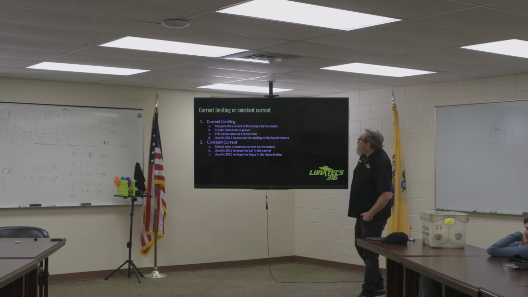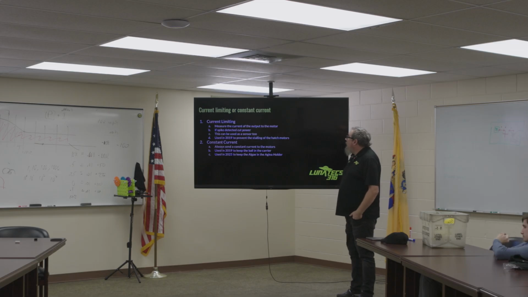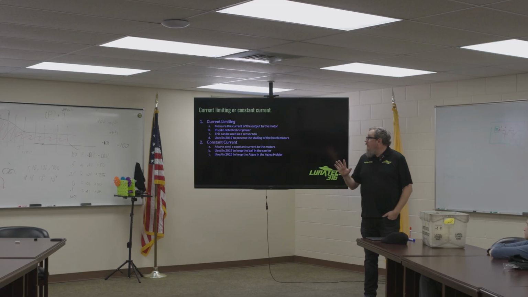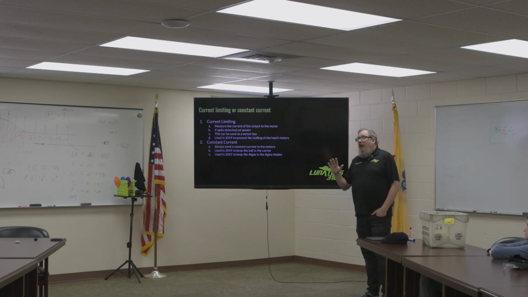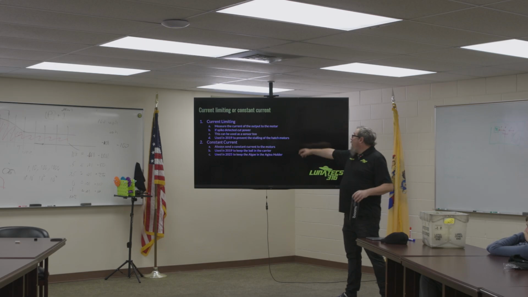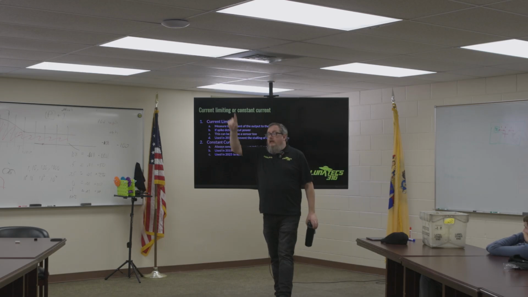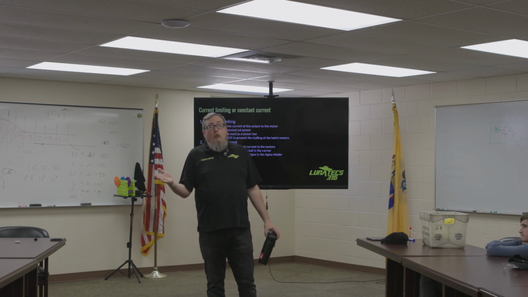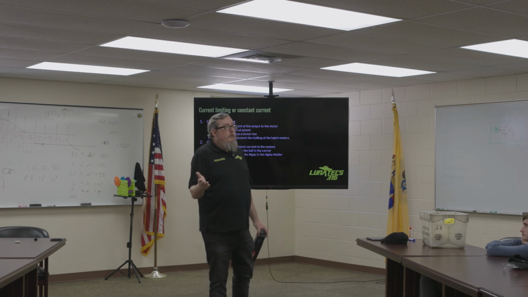Another method that we use is current limiting or constant current. So with current limiting, it will measure the current, and if it sees a spike in current, it will stop sending power to the motor. Why would we do that? Anyone on this half of the room? Why would I measure the current, and if I saw a spike in current, stop sending power to the motor? Yeah, so we don't break the motor, so it doesn't stall.